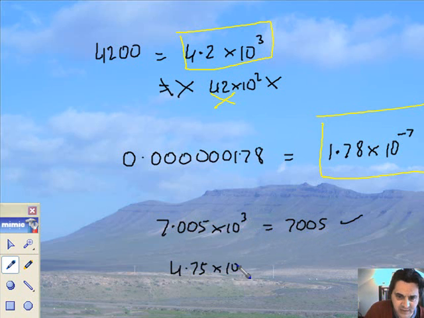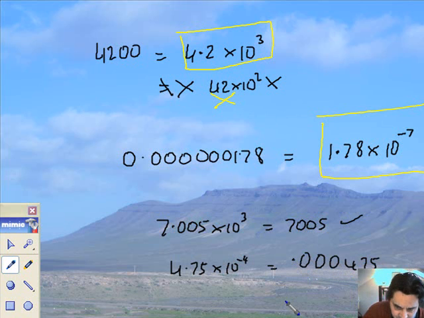4.75 times 10 to the power of minus 4. That means go back that way 4 spaces. Now, 475. Go back once, done. Twice, 3 times, 4 times. Put a spot there. So it's 0.000475. Let's just check. 1, 2, 3, 4. Yep, it's right. That'll do.